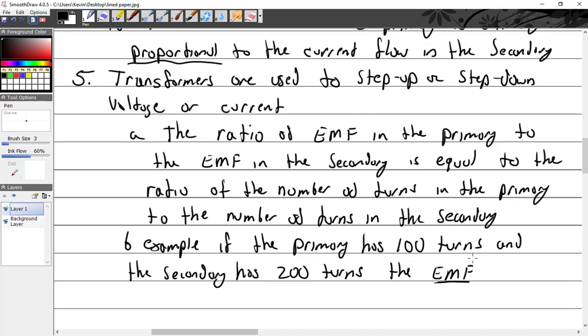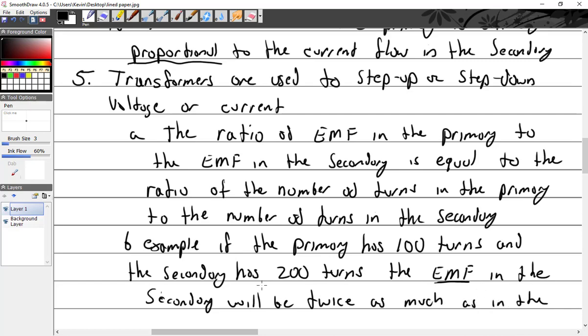It's voltage. Secondary is 200 turns, the EMF, or I should just write voltage, in the secondary will be how much more? Double. No, twice. Twice as much as in the primary.